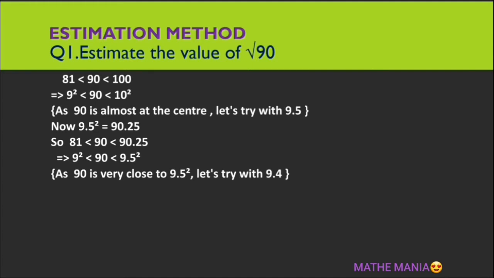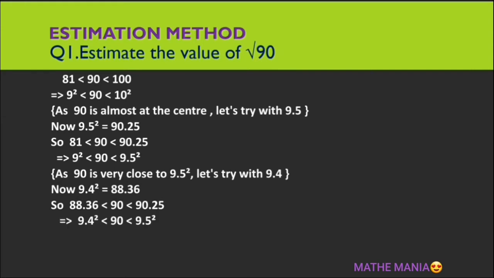Now, we will repeat all these steps again. That means we will find 9.4 square, and then we will replace one of these two numbers by 88.36 so that the order is not disturbed. So which one will we replace? Right, we will replace 81. So now the new order which we get is 9.4 square is less than 90 is less than 9.5 square.